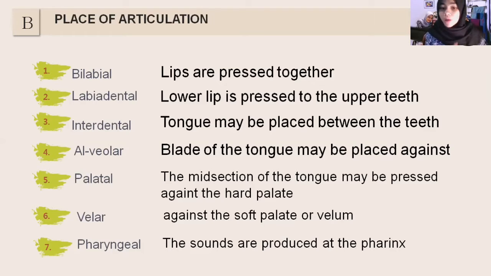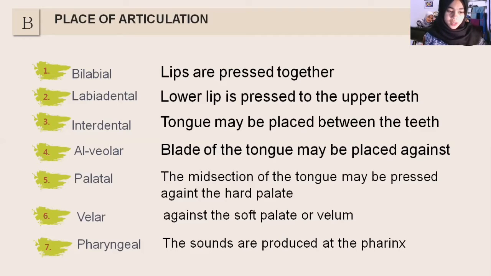And the fourth one is alveolar. Our blade of the tongue may be placed against the alveolar ridge. The sounds are like t and d. For example, like pep. And the fifth one is palatal. The midsection of the tongue may be pressed against the hard palate. The sounds are like sh, j. For example, like ship.